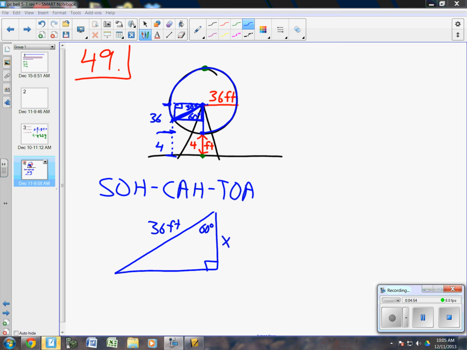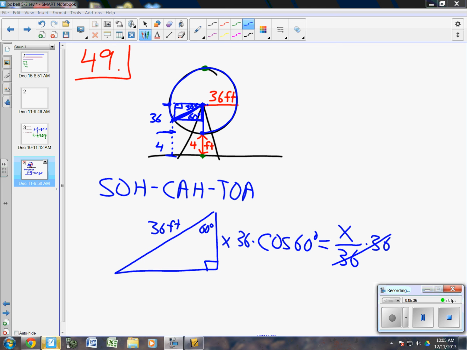Which two distances do I have? One distance and the other one I want. I need the adjacent, and I have the hypotenuse, right? So I'm going to use cosine. Cosine of 60 degrees equals adjacent over hypotenuse, right? X over 36. So if I multiply both sides of this equation by 36, we get 36 times the cosine of 60. Make sure your calculator's in degree mode and go 36 times the cosine of 60. Tell me what you get.